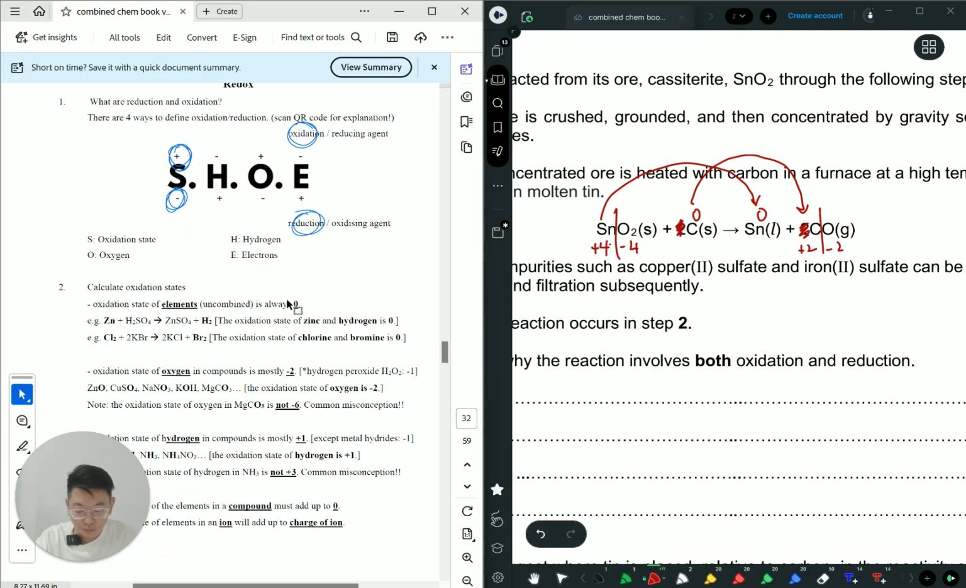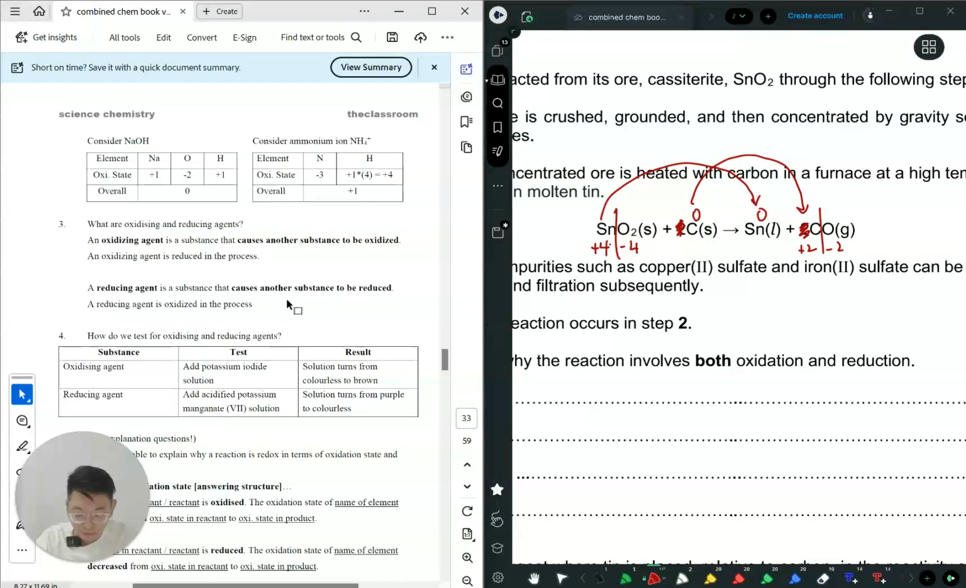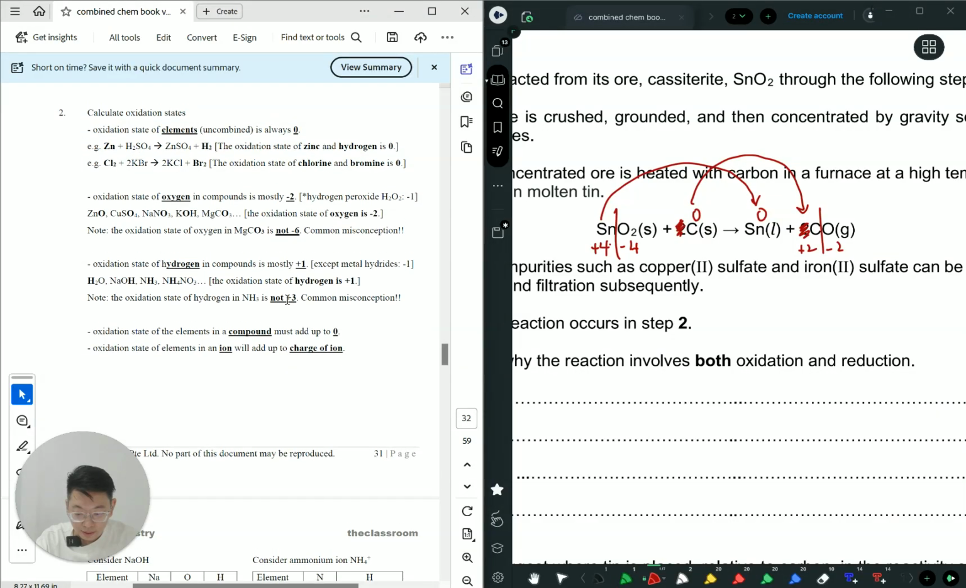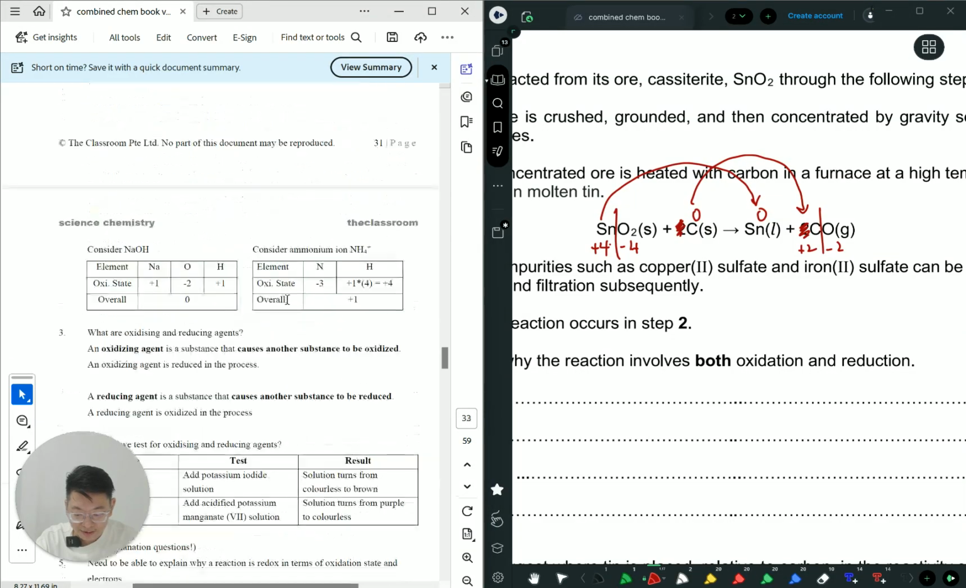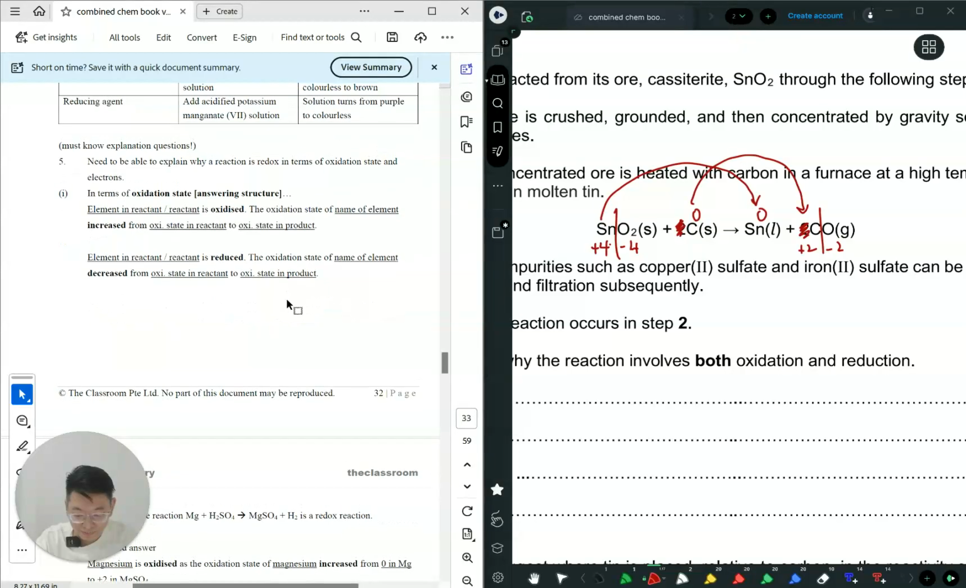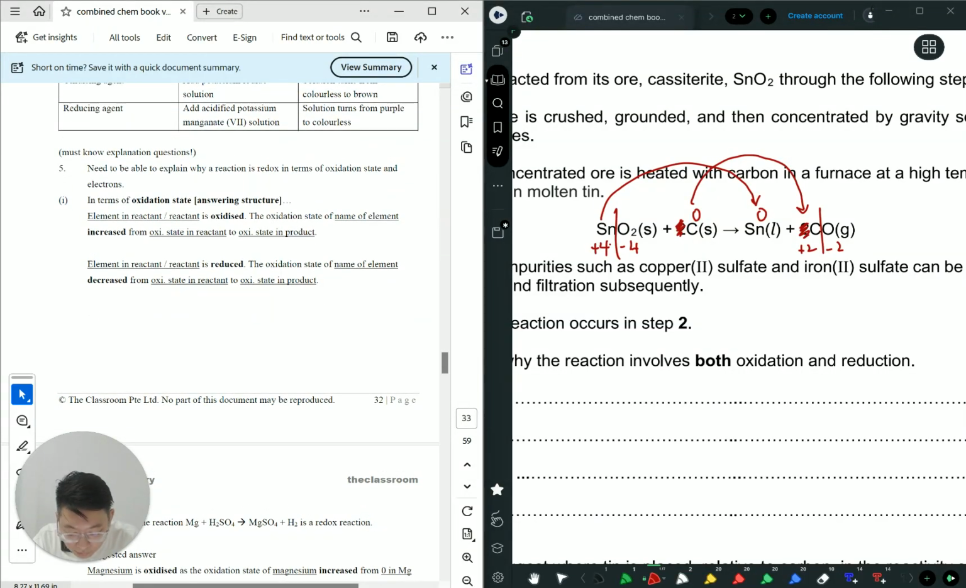And then after that, you go and use your template answer. Where is it now? Give me a second. I think it's here. There we go. In terms of oxidation state. Okay, so name of element in reactant or reactant is oxidized. So in this case, carbon is oxidized. All right, follow the format. How come oxidation state of carbon increased from 0 in C to +2 in CO? Follow the format. It's there. Template for you already.